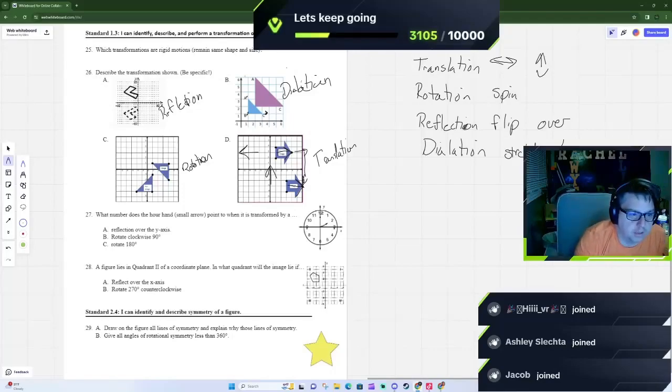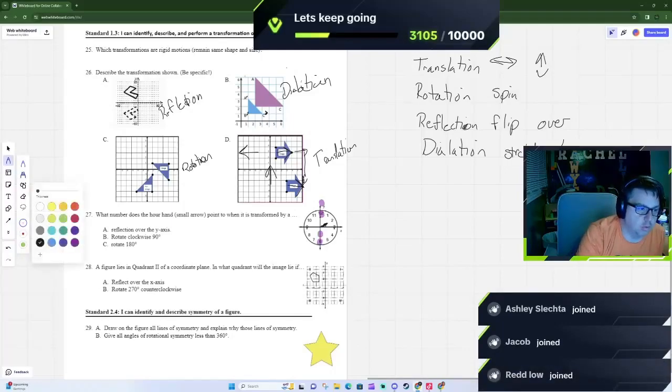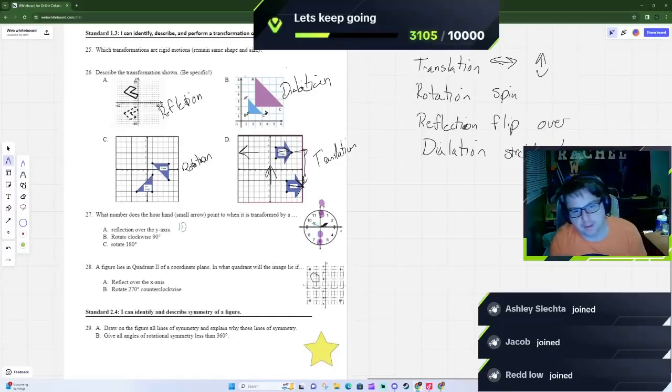What number does the hour hand point to when they're transformed by a reflection over the y-axis? So here's our, I'm going to call this our small hand. If we reflect it across the y-axis, so our y-axis is this one, that means that our new one is going to be over on this side, and it's going to point to the 10. Okay.